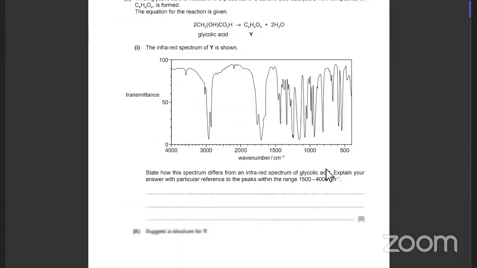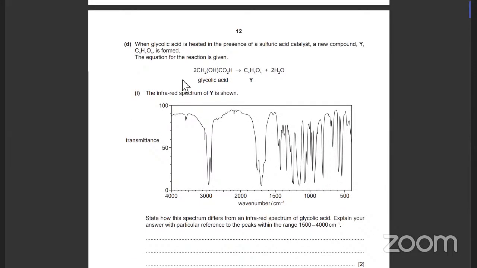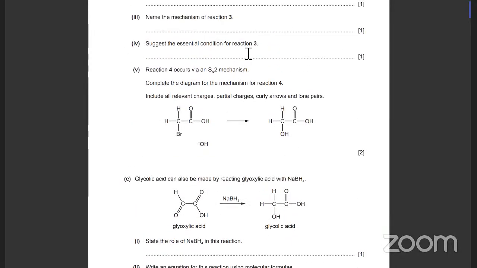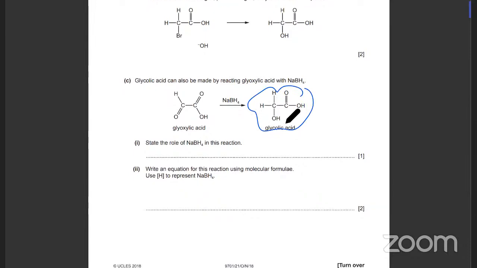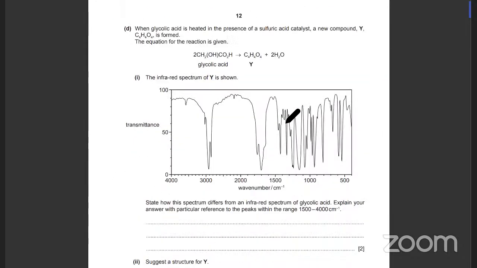Okay, this one? Yes. Okay, this one is where glycolic acid is heated in the presence of... what's glycolic acid? It's this one. That is glycolic acid. So it's basically an alcohol with a carboxylic acid. If I just draw it over here, so you've got glycolic acid. On one side it's got a carboxylic acid. On the other side you've got an alcohol, right?